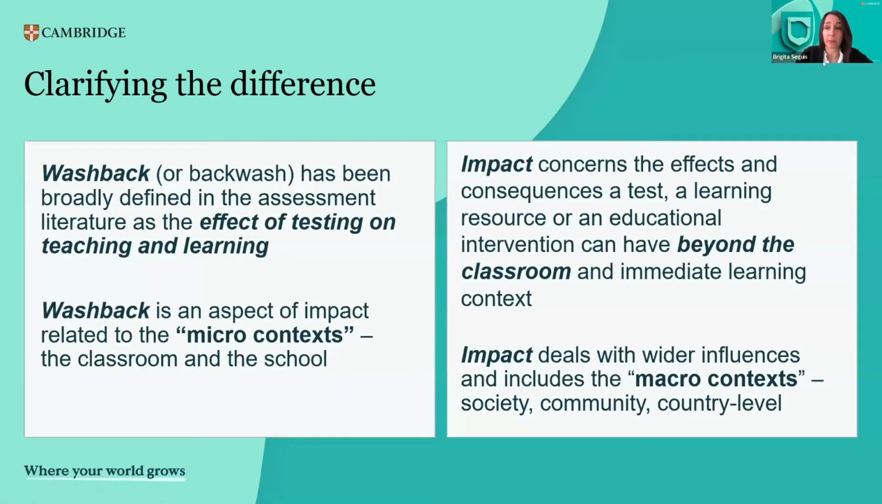But when we think about impact, we think a lot more broadly. Impact concerns the effects and consequences that a test, a learning resource, or an educational intervention can have beyond the classroom. So as you can see, we're expanding here, and we are looking at what we call macro context. So we're focusing on things like the whole society, community, sometimes country level. As such, washback is a subcategory of impact, because impact still encapsulates the micro context, but it also expands into the macro context of society, community, or even country level.